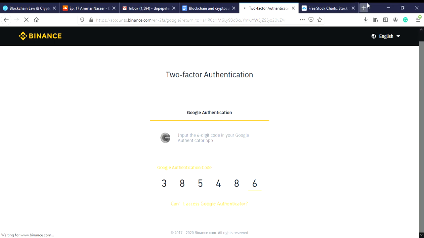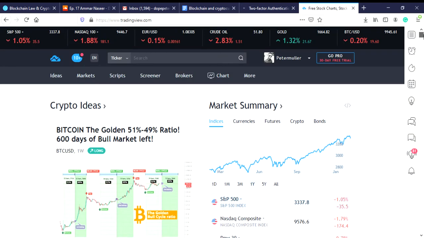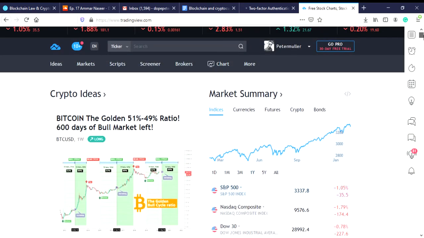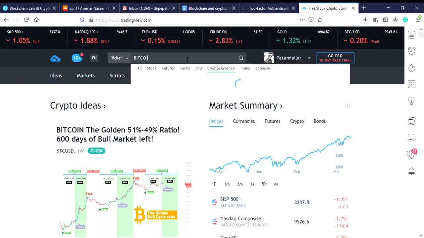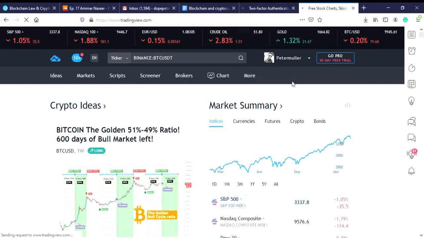So let's check out TradingView. This TradingView is a charting platform, like I said, for stocks, crypto, any financial market. You can use this to check out whatever assets you're trading. So let's check on Bitcoin. I think our network is a bit slow, sorry about that. All right, so click on this Binance. Let's check on Bitcoin USDT against Binance.